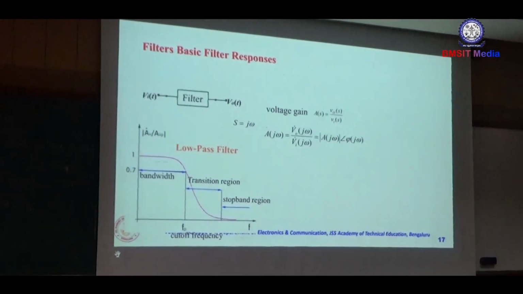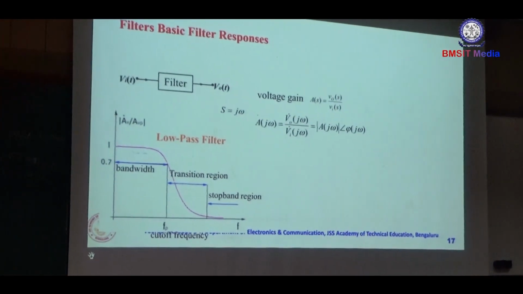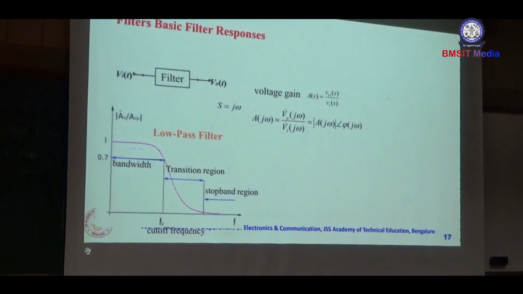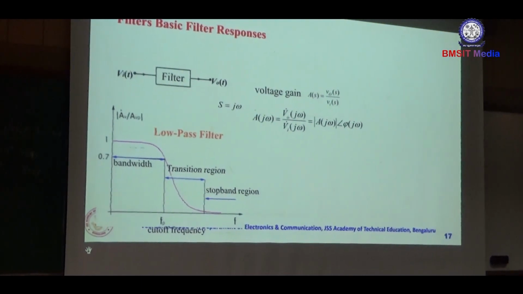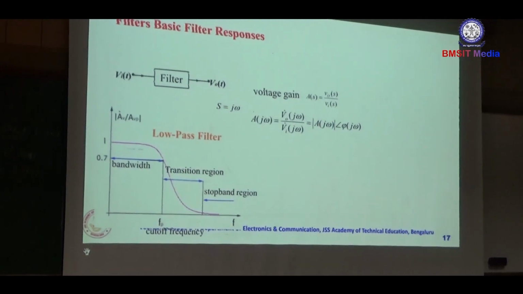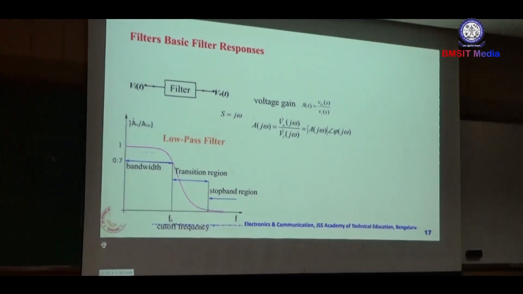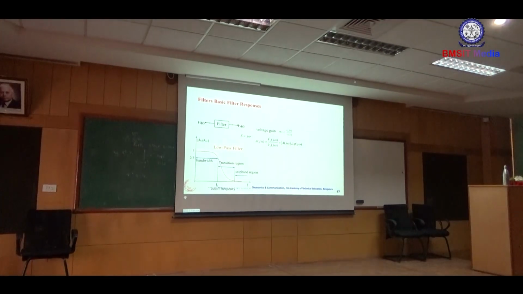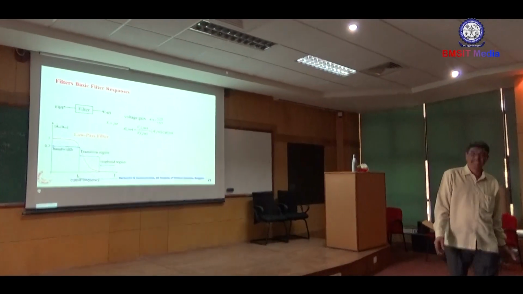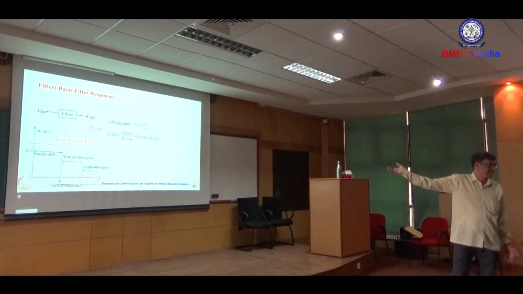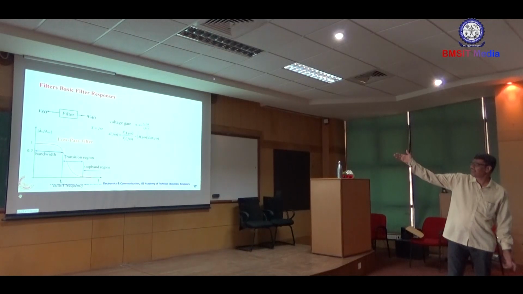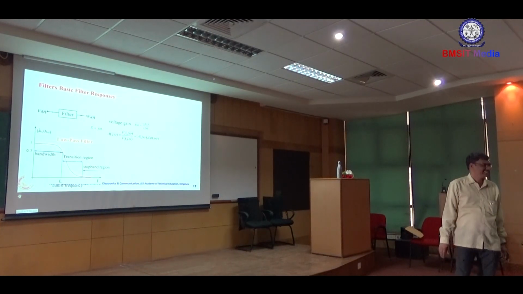See, if you observe here, there is a domain change. Your input is defined in terms of time, but when you define the gain, it is written as V0 of S by Vi of S. Are you aware of what S is? This is a parameter of the Laplace transform. This omega indicates the frequency. Why do you not simply write gain as V0 of t by Vi of t?